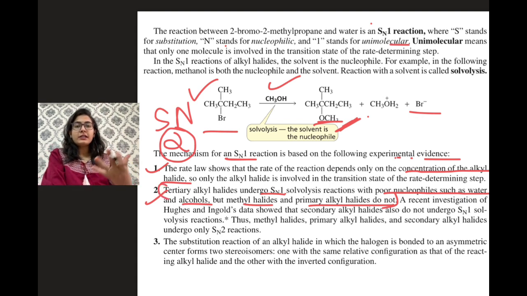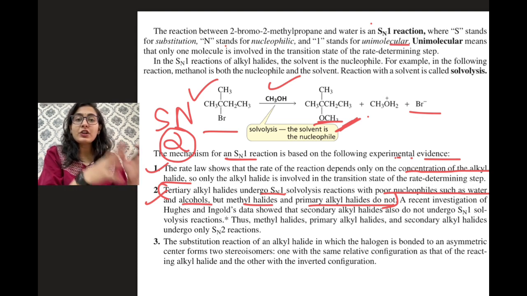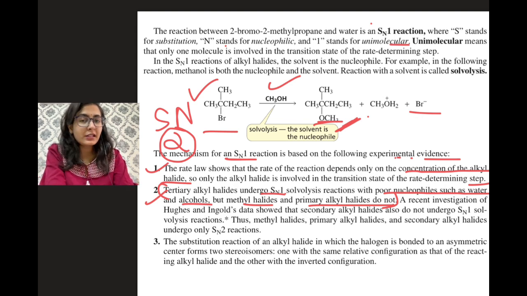We thought that maybe the SN2 reaction is going to be fast, right? But the smaller ones, the methyl halides and primary alkyl halides, are not undergoing solvolysis. But the tertiary or bulky alkyl halides are doing it really fast, and that also with poor nucleophiles such as water. Water does not have a negative charge, it is just H2O. And ethanol, again, just the lone pair.